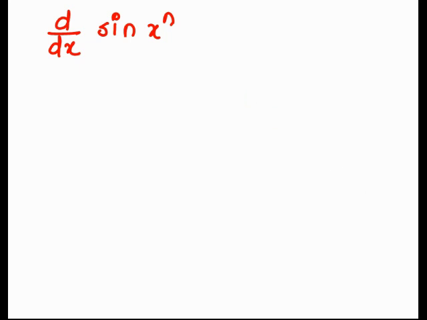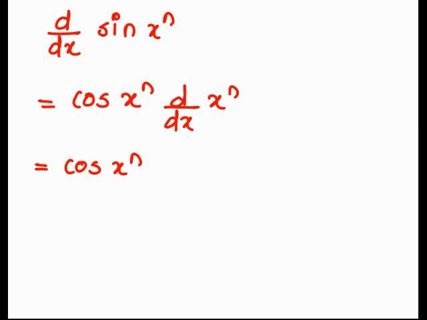Let's take one more example. If you observe, the first function is sin x and the derivative of sin x is cos x. Consider this as x. So we get derivative of sin x is cos x raised to n. Now we take a derivative of x raised to n because it is not x. So derivative of x raised to n is n into x raised to n minus 1.